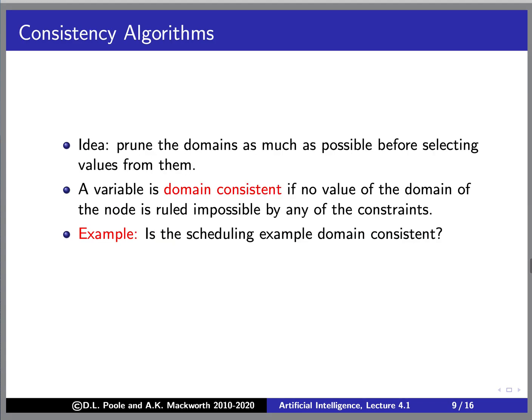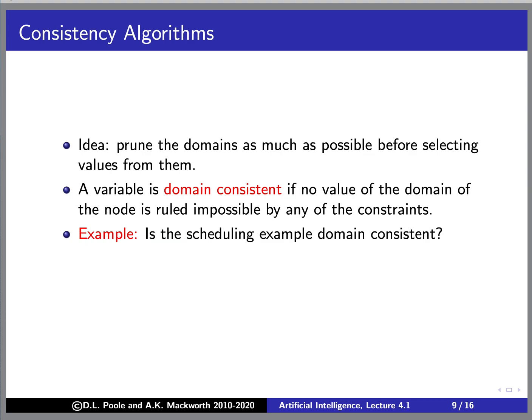Okay, so what we're going to do is look at what are called consistency algorithms. The idea is to prune the domains as much as possible before selecting values from them. In our search, we just selected values blindly. What we really like to do is prune as much as we can. The simplest way to do this: a variable is domain consistent if no value in the domain of the node is ruled impossible by any of the constraints.